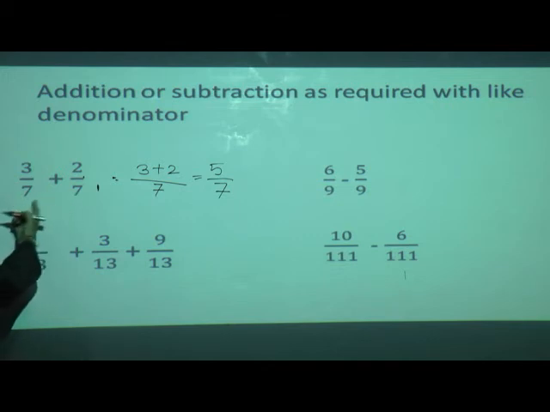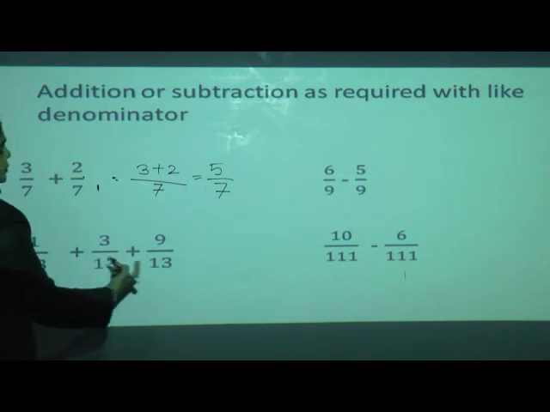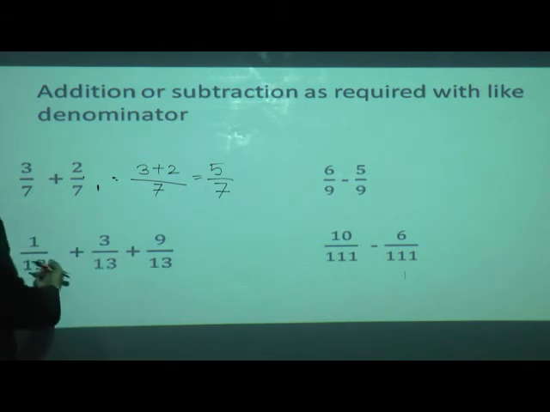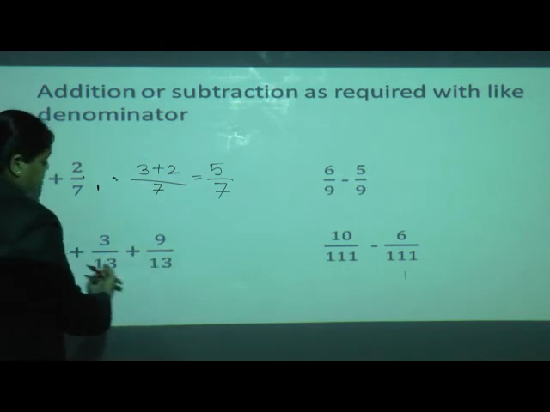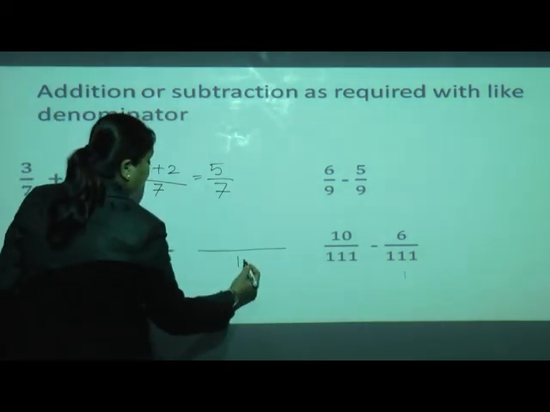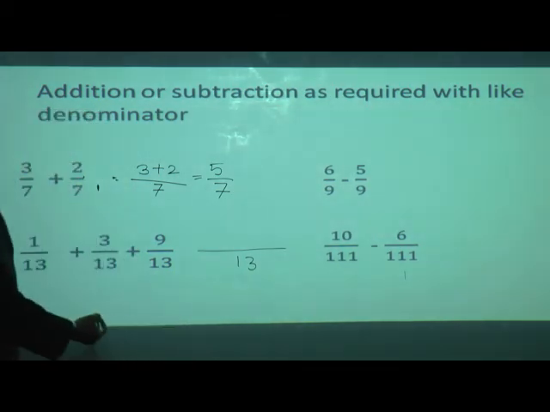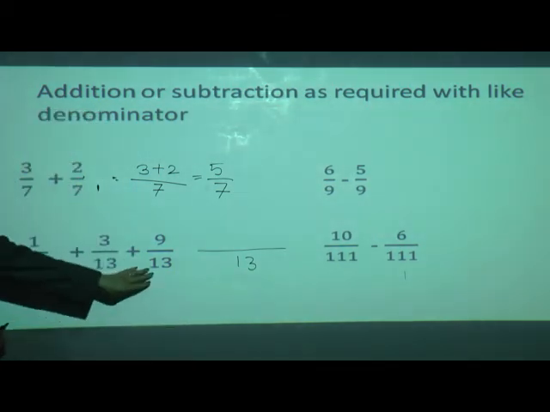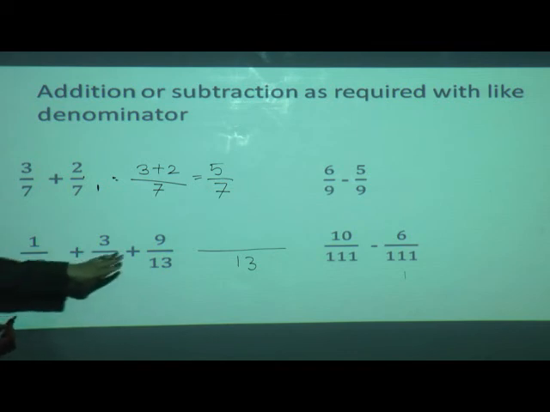Here we are having only two fractions of addition. Here we have three fractions in the addition, but all the denominators are the same, so we will take 13 as the common denominator. Now you can do the operations, as I already told you, when the denominators are equal.